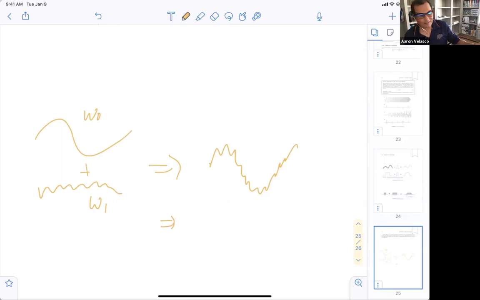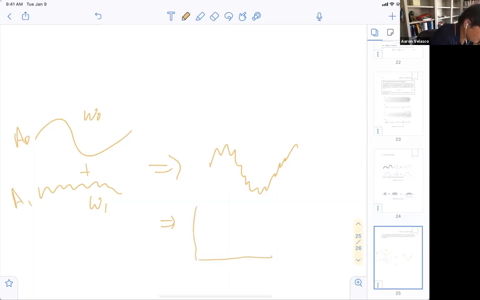Anyway, the omega naught is the frequency at which this is one signal, and you have an amplitude associated with this, A naught, and then A one. I can look at this in a different domain, and I can transform this into a domain, and we're going to get there in just a second. We're going to call this the frequency domain.